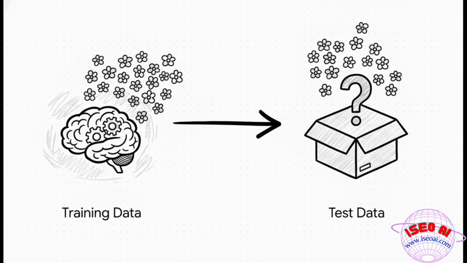The rest we hold back as test data. This is the final exam. It's full of flowers the machine has never ever seen before. And that is how we find out if it has truly learned the concepts.